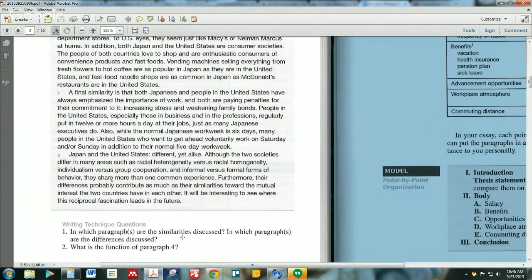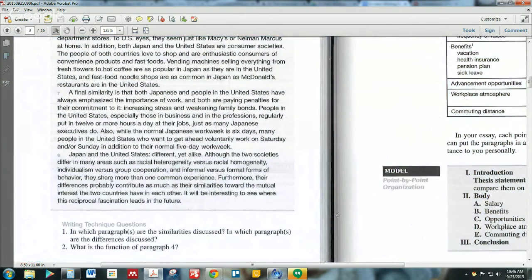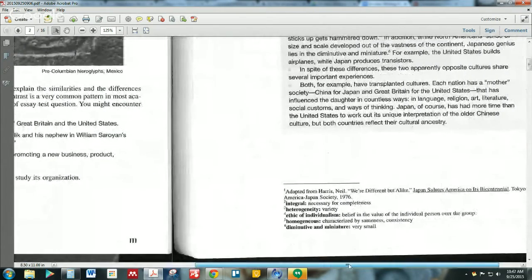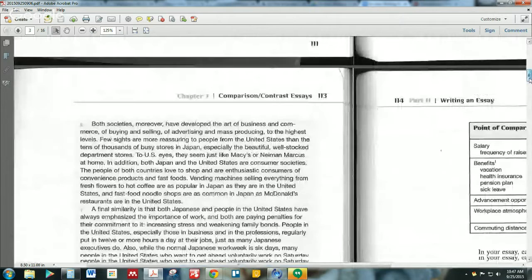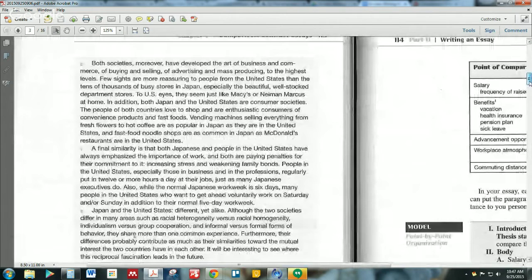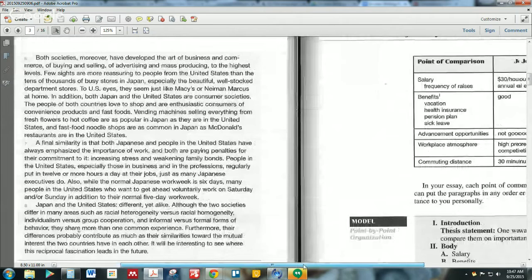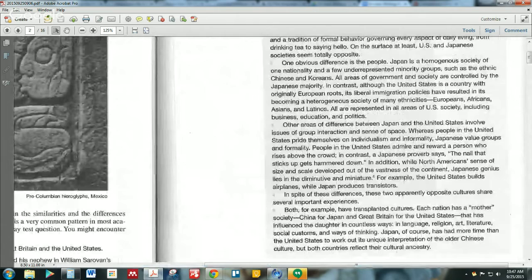And now I will tell you, in which paragraph are the similarities discussed? The similarities are discussed from paragraph 5, 6, and 7. The differences are discussed at the beginning, in paragraphs 2 and 3.